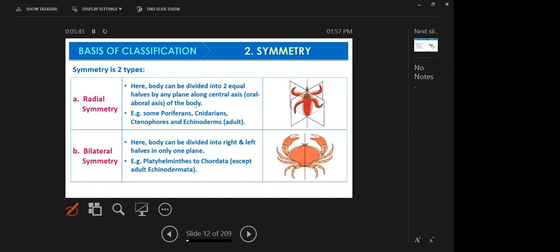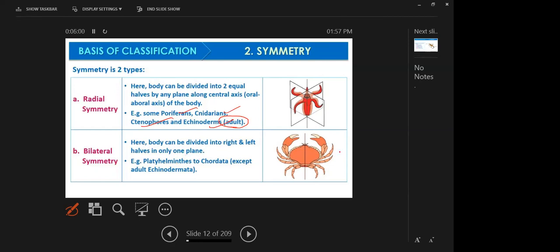So which are the groups? Porifera, Cnidaria, Ctenophora, and last echinoderms. In echinoderms, only adults, not the larvae, not the babies. Okay, here the body can be divided into right and left halves only, one plane.